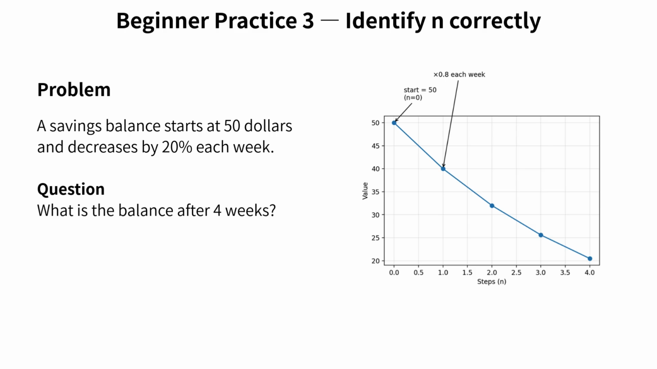Start is 50. 20% decrease means the multiplier is 1 minus 0.2, so it's 0.8. And 4 weeks means 4 steps, so n equals 4. Pause if you want to solve it first.